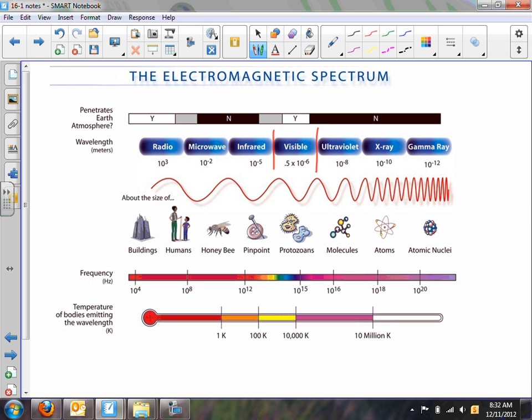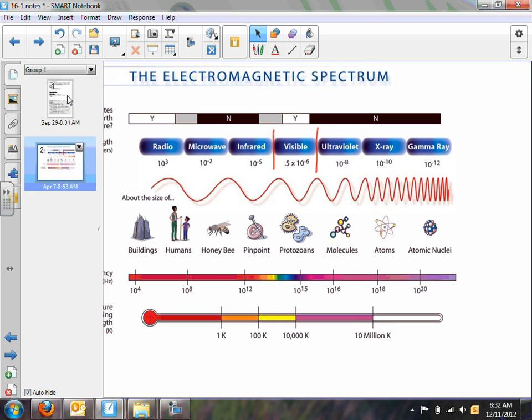Notice as you go from left to right, the energy increases. We know that gamma rays and X-rays have a lot more energy than radio waves. And we also know that the frequency increases. So energy is directly related to frequency. But again, a small part of the spectrum is actually visible to us.